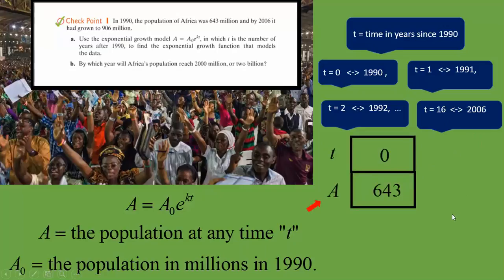So what I'd just like to do is to put the information in a table, so I know that at t equals 0, and the amount is in millions, we have a population of 643 million. And so that means that A sub 0, the initial population, is 643 million, or represented here by 643. And so if our basic formula is A is equal to A sub 0 e to the kt, then our basic function will have the format A is equal to 643 e to the kt.